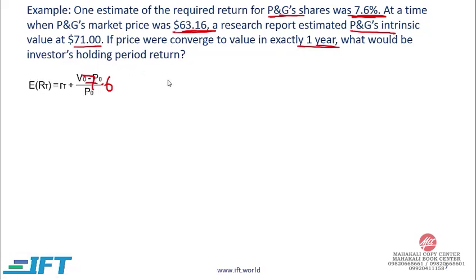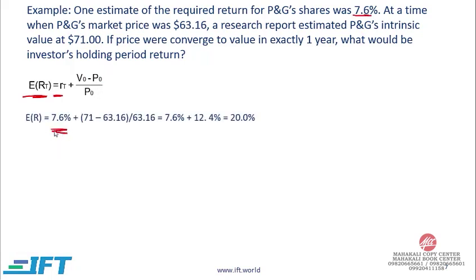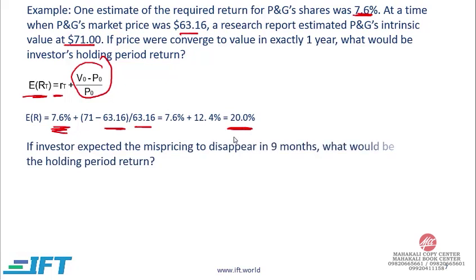So this is fairly straightforward. Here is the formula we use. Expected return is the required return plus convergence. The required return is 7.6%, which is given. And then this convergence is 71 minus the current market price, divided by the current market price. So the expected return is 20%.